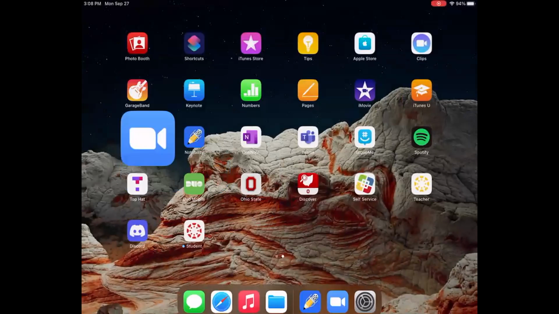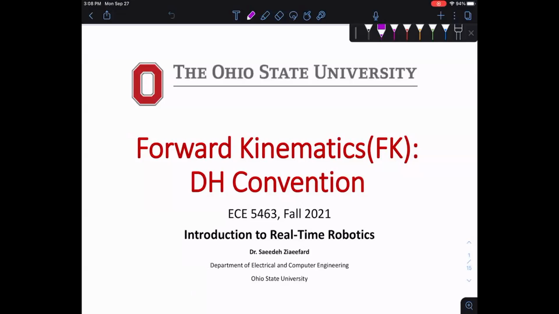While I do that, can somebody tell me what does forward kinematics do? Like, we learned a method, right? But what does it do? What is forward kinematics? Okay. So when you say it gives the configuration of the end effector, what does that mean? Position. Correct. So forward kinematics will tell you the position and orientation of the end effector.